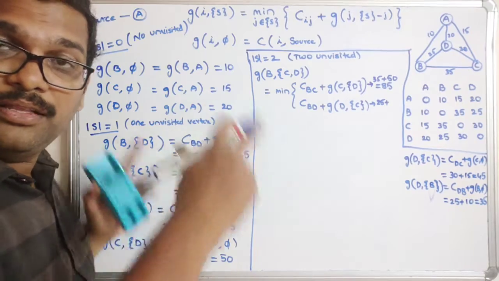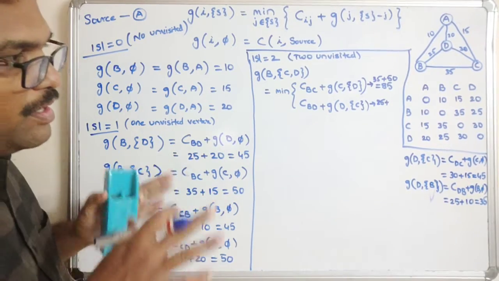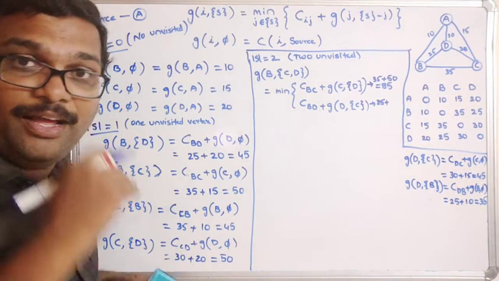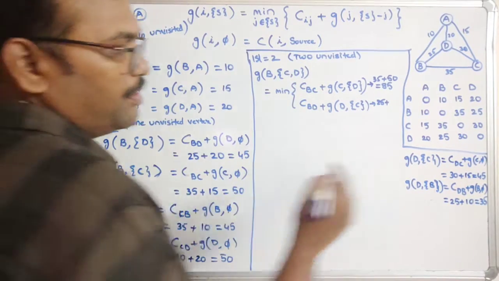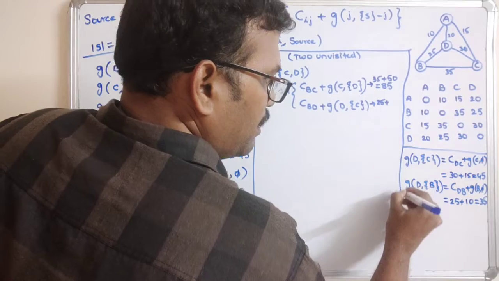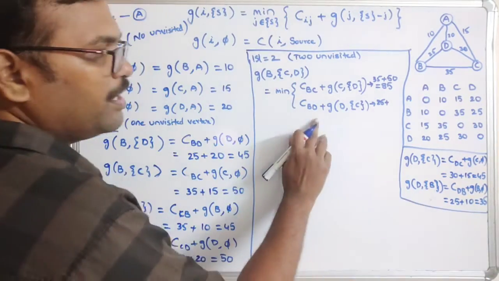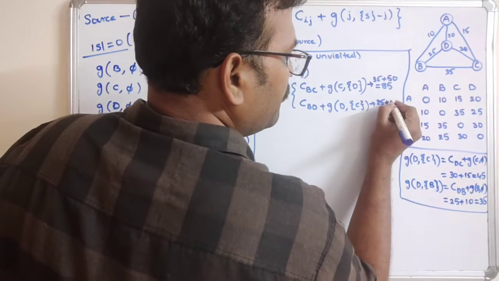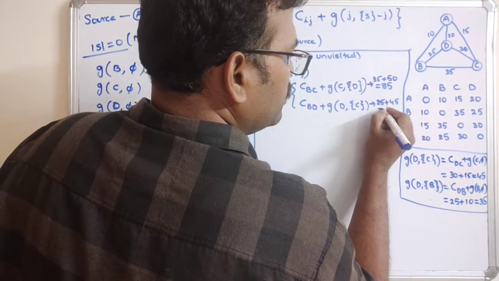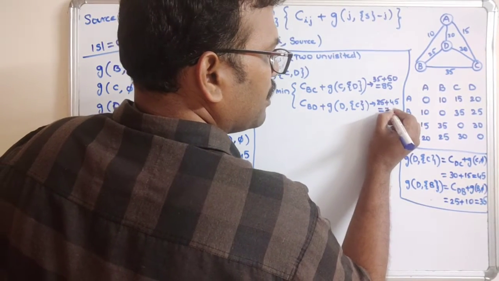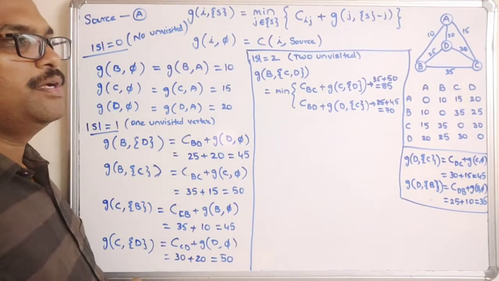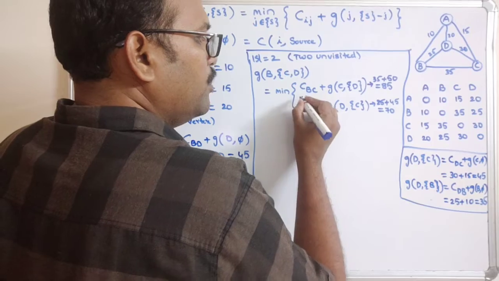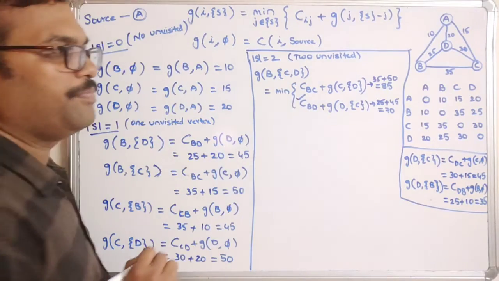I'm sorry, the board is very small, so I'm forcibly adjusting everything in the single board, right? Now here you can get the cost. G of D comma C, the D comma C cost is 45. So which is equal to 70. So which one is the minimum? 70 is the minimum. So you have to consider this one.